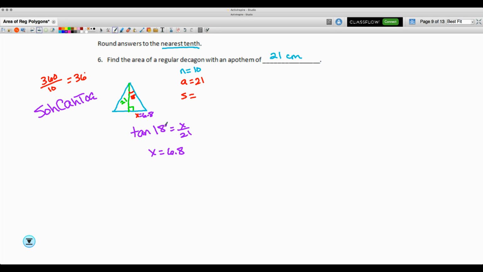So if that's 6.8, what would be the length of the whole side? That would be 13.6 for the whole side because we just double that, multiply that by 2. So we've got all our information, so we just multiply it out. 1/2 times S times A times N, and I came out with 1,428 centimeters squared. Okay, so if it's not a 30, 60, 90, or a 45, 45, 90, then you just use trig.